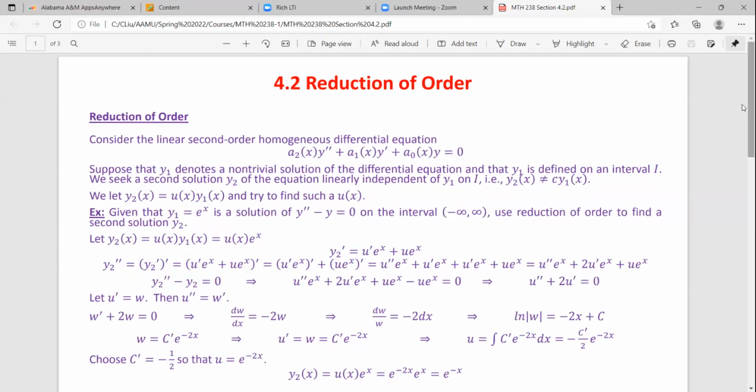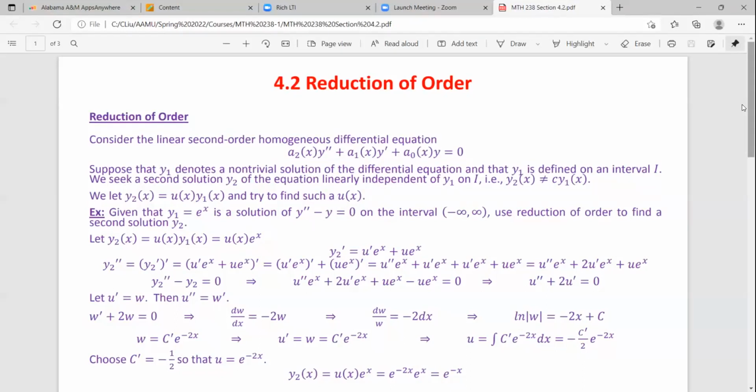And of course y1 is defined on an interval I. So we want to find the second solution y2 of the equation, linearly independent of y1 on the same interval I. That essentially means y2 is not equal to a constant c times y1. So they are linearly independent. That's what it means. In other words, we can write y2 equals a function u times y1, where u is not a constant.